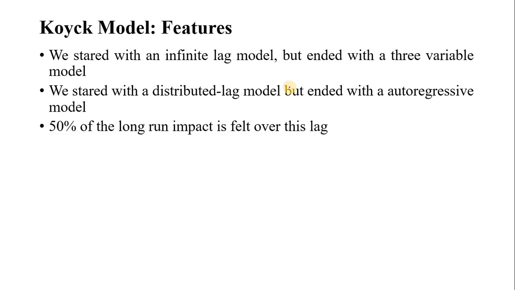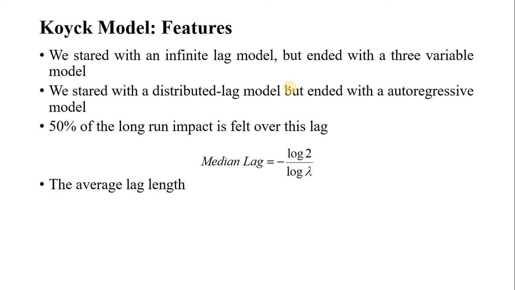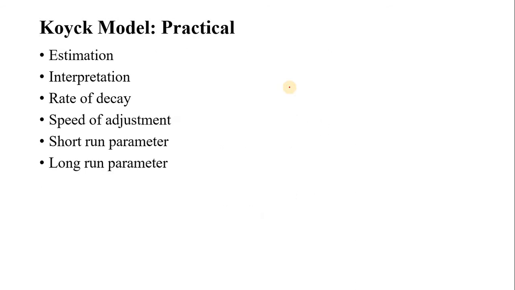Then if we want to find out the 50% of the long run impact, the median lag, it will be log 2 divided by log lambda, and the average lag length can be found using lambda divided by 1 minus lambda. So these are some of the features of this Koyck model.